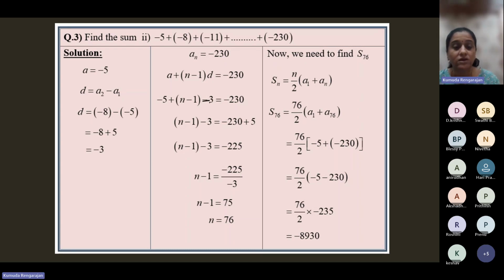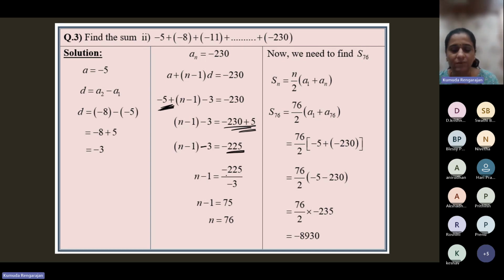Now this is not minus, this is into minus 3. See, N minus 1 into D. So don't take it to the other side as plus 3. That's wrong. First transpose minus 5. So this comes to the other side as plus 5. So this is minus 225.